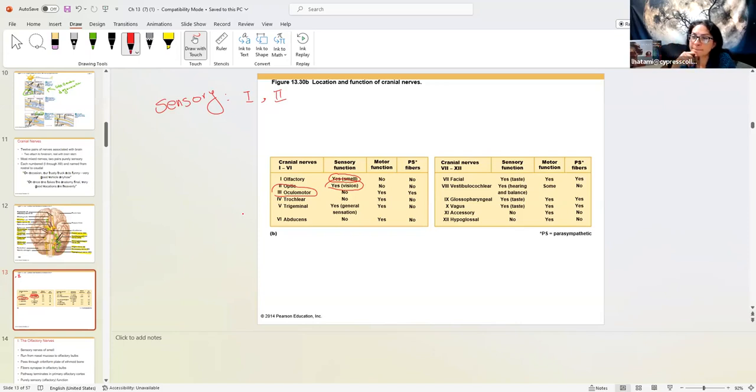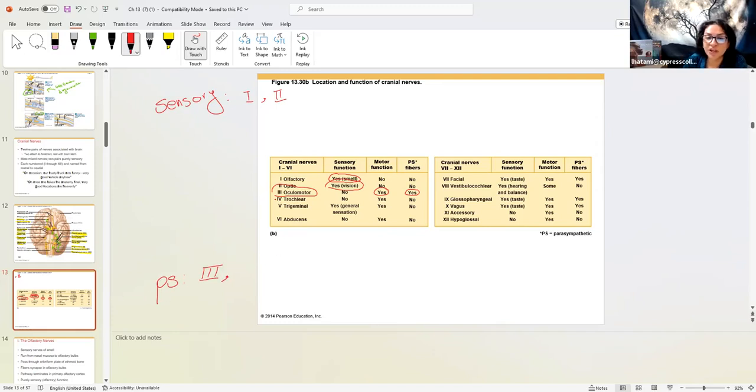Oculo means eye, and motor shows the function of this nerve. So the oculomotor nerve, or cranial nerve number 3, is a motor nerve which is going to send signals from the brain to the muscles around the eye, which control the eye movement. So we have one yes under motor function, and also, as you can see, this cranial nerve is going to carry parasympathetic fibers. One of the nerves that carry the parasympathetic fibers is cranial nerve number 3, or the oculomotor nerve.